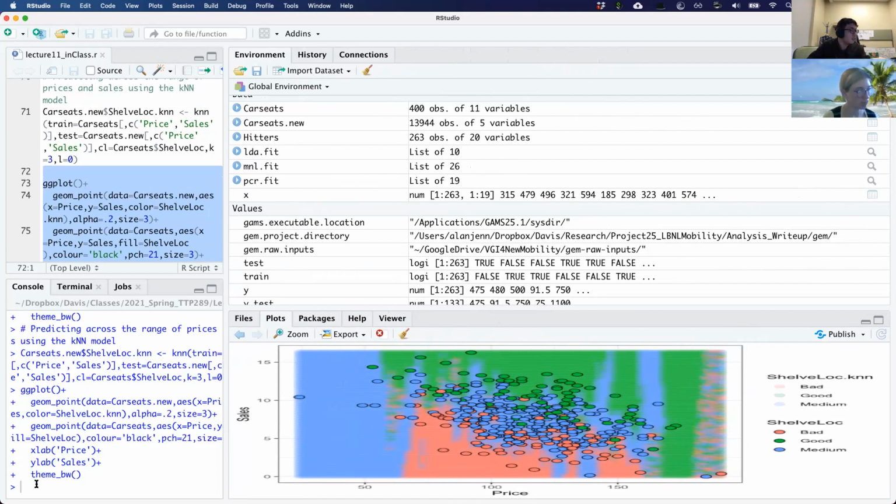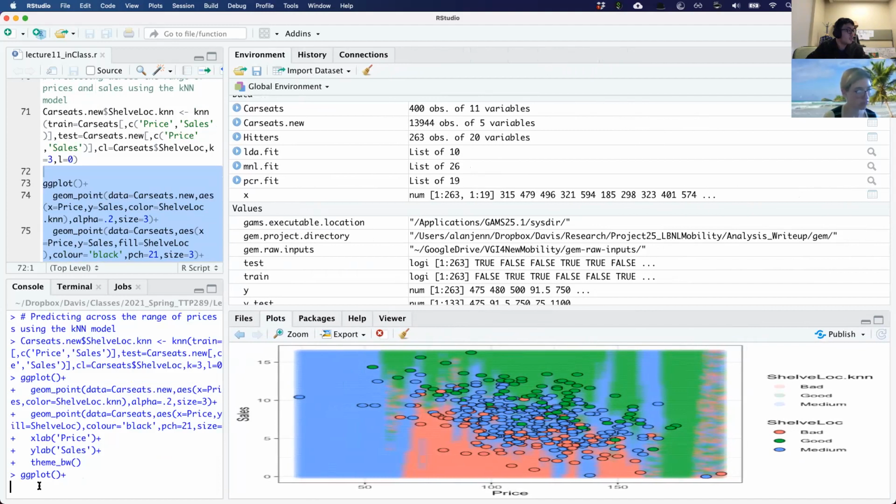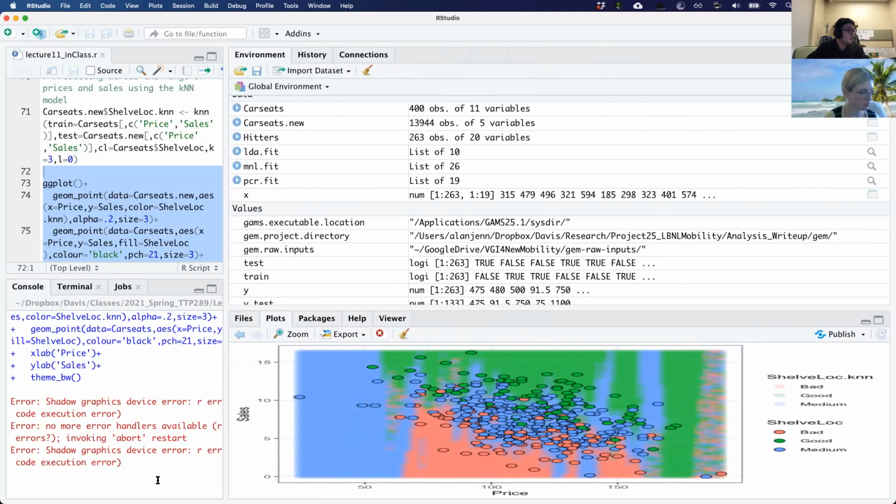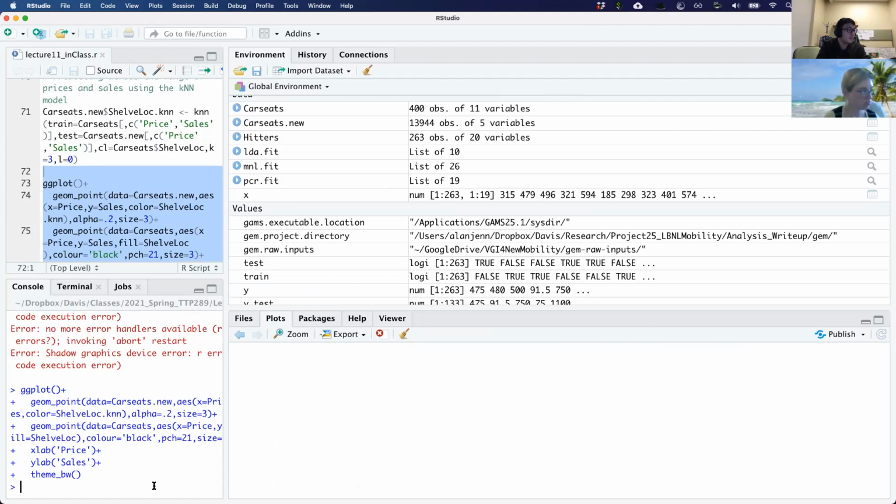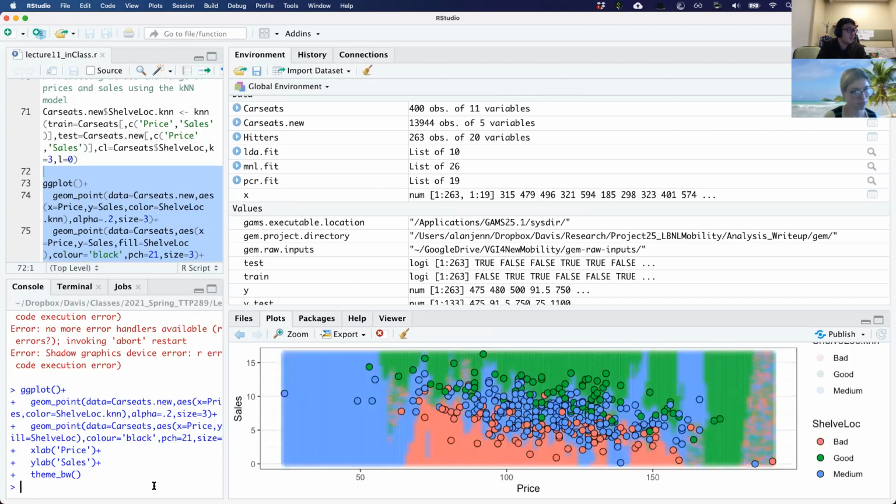Actually, let me try that again. So let's replot this. Yeah. So suddenly you can see that that point that I chose over here, where it looked like these were the closest points, now the closest point is actually down here, or at least it's closer.